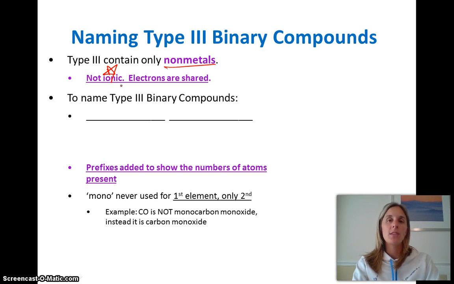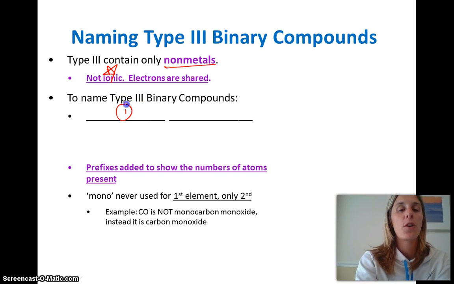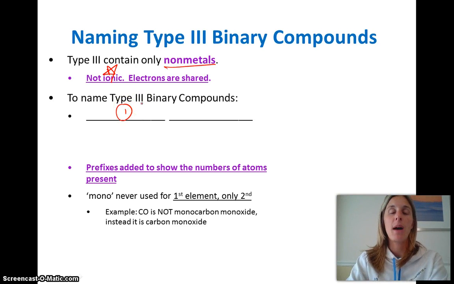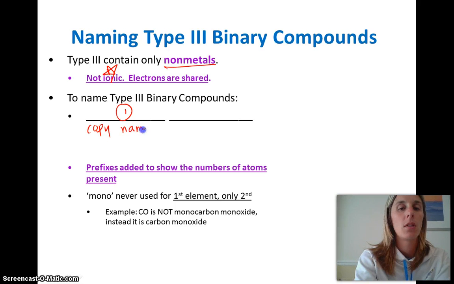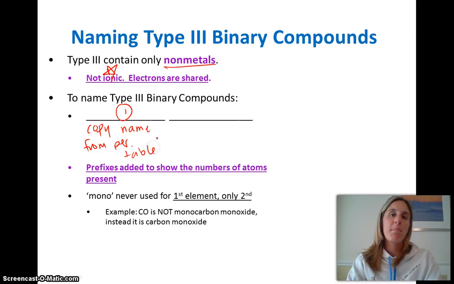Now you'll notice that it still follows the first name, last name format. And it's pretty similar to what we've been doing before. If we're looking at the first name for your type 3 binary compound, what you're going to do is just copy the name from the periodic table. So that part hasn't changed. That's pretty consistent for all our naming rules. That first element just gets the name from the periodic table.